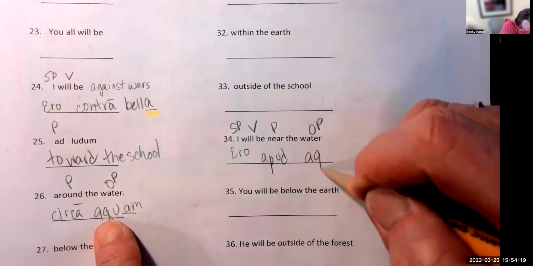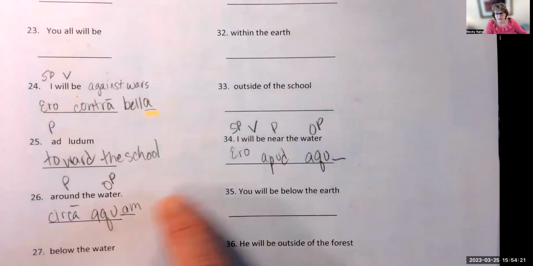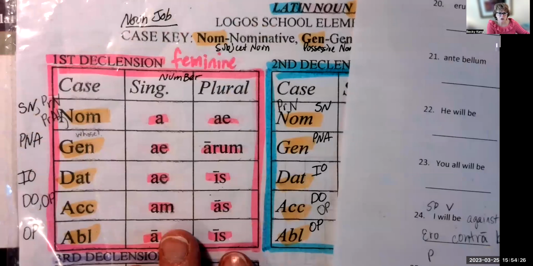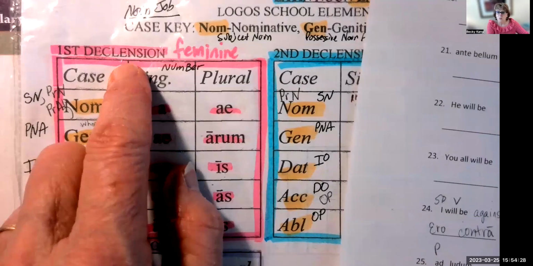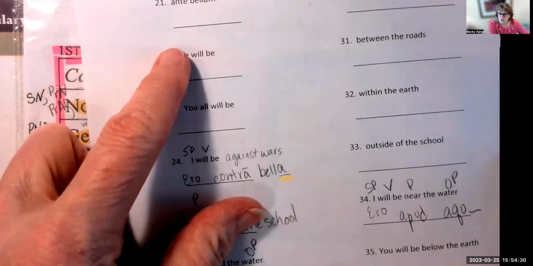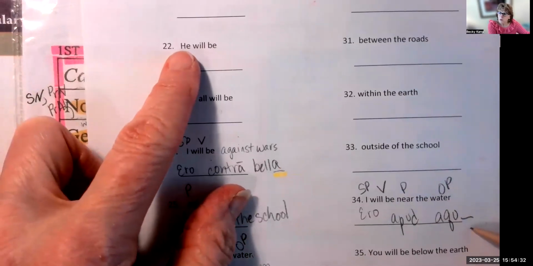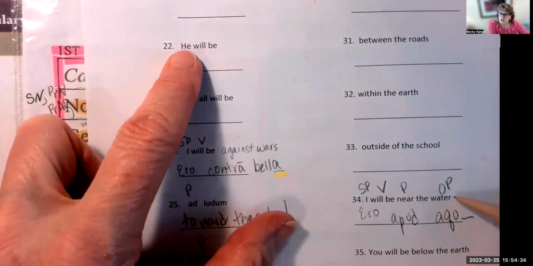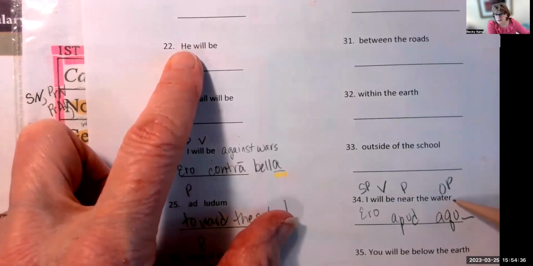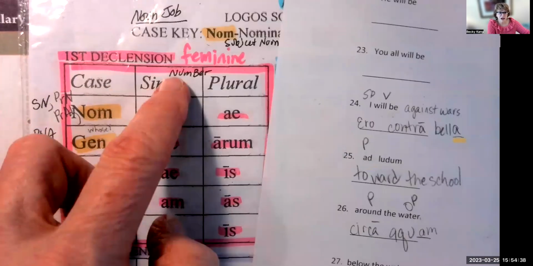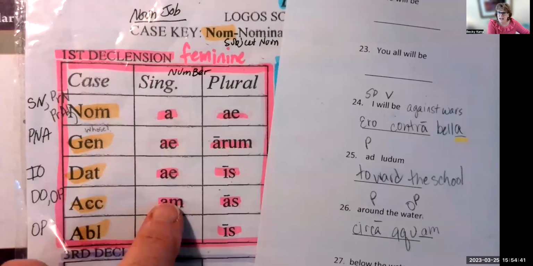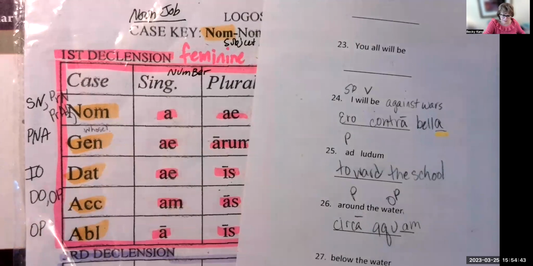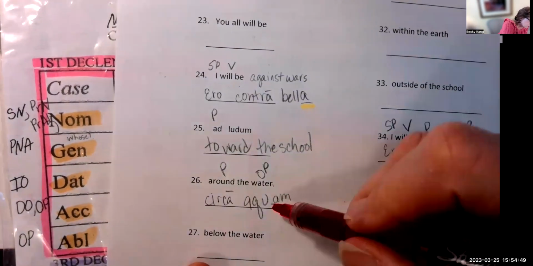A, Q, U. Now we need an ending. Well, how do we find our ending? Well, answer that first question. What declension is water? What gender is water? It's feminine. What number is water? Is it singular or plural? Well, do you see an S on it? No, it's singular. And then we get this ending. What's the ending? AM. So exciting. AM. All righty.